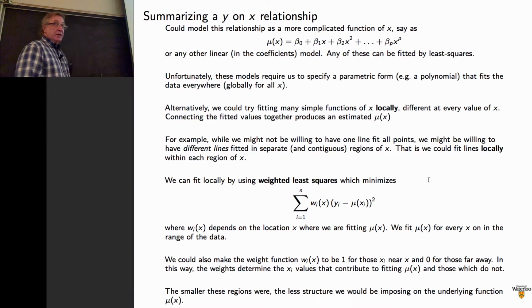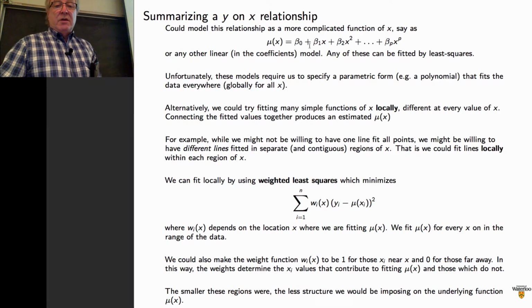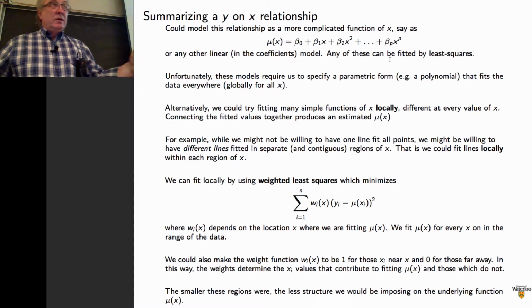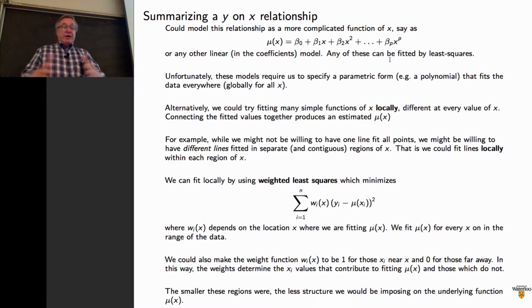One way to adapt is to make a much more complicated function mu of x, maybe a polynomial, some polynomial of some degree p that's going to allow a lot more wiggles in the function and maybe adapt a lot better to the data as we see it. That's sort of a global model for what's going on over all of the range of the x's and beyond. We might want to instead adapt things a little more locally.